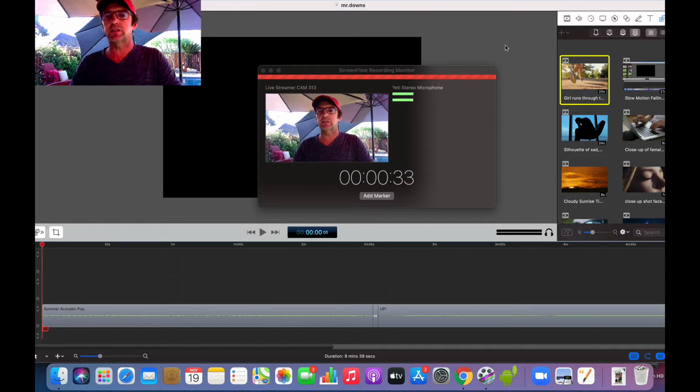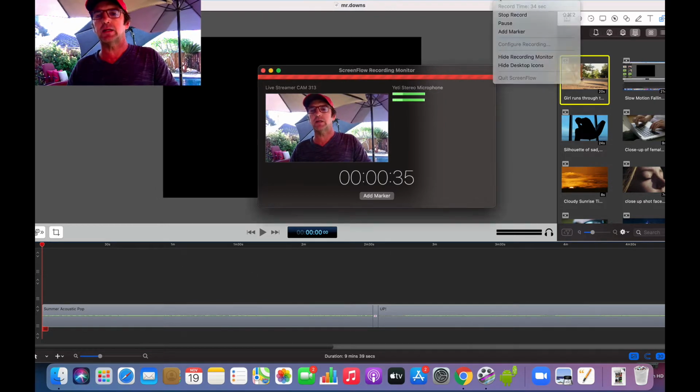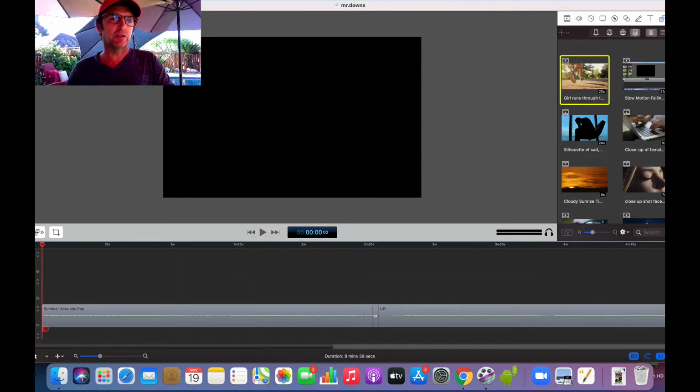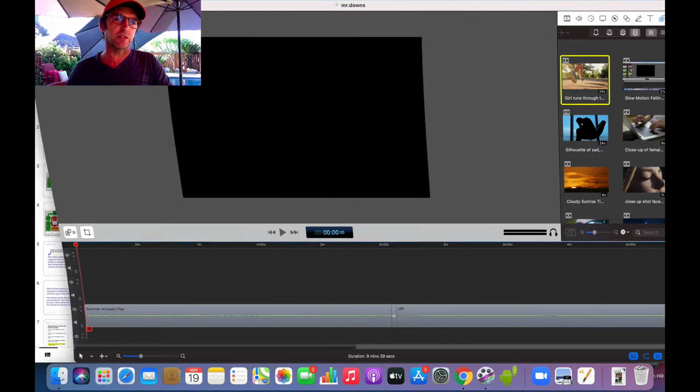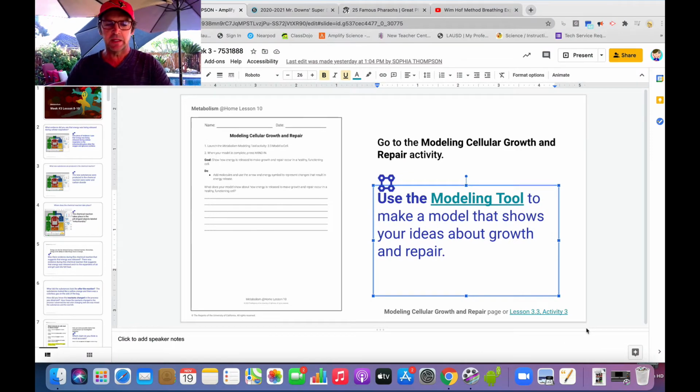So now that that's cleared, we will hide the recording monitor and get back to business. I don't want to close this. I just want to minimize it. Using minimization and tabs and all that is helpful.